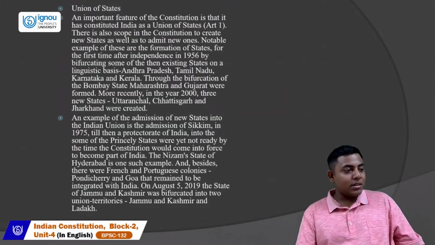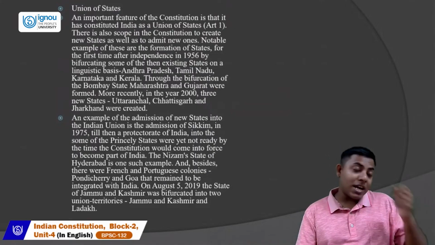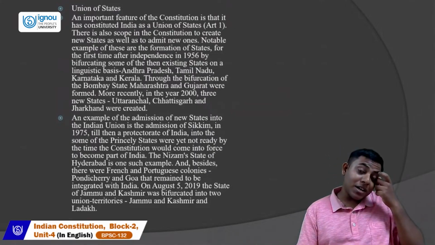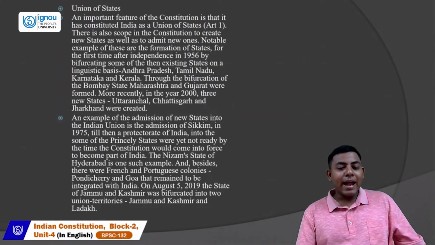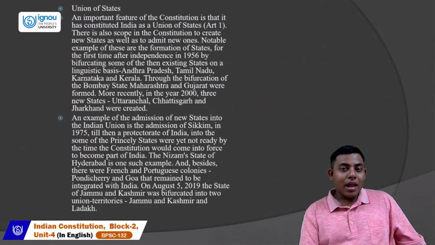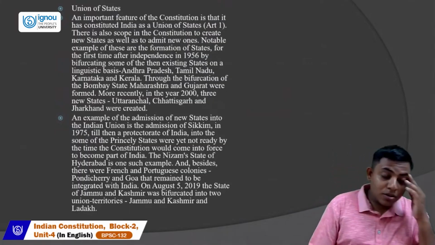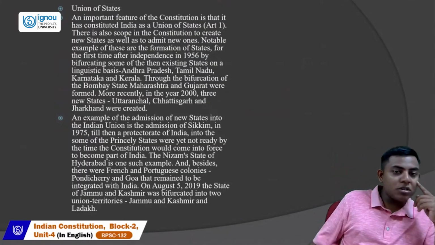So the union government has the power to create new states. Article 3 gives the union government the power to create new states. And Article 2 gives the union government the power to admit new states also into the union.